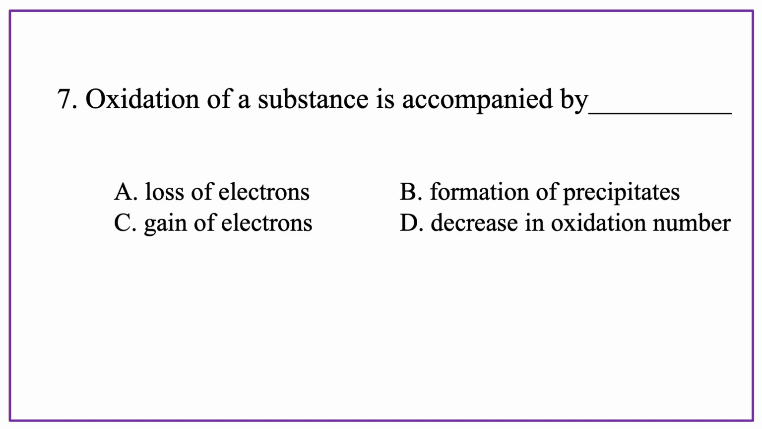Next question. Oxidation of a substance is accompanied by loss of electrons, formation of precipitates, gain of electrons, or decrease in oxidation number. Now, whenever we are studying the redox reaction, we have to study two types of reactions that are undergoing: the oxidation half reaction and the reduction half reaction. Both undergo simultaneously so that the complete redox reaction occurs.